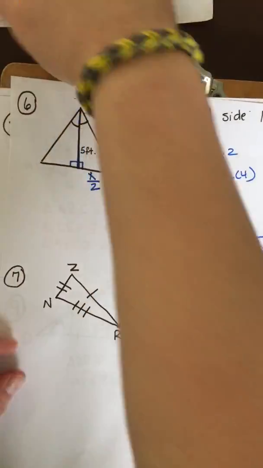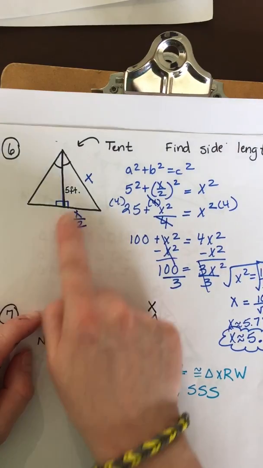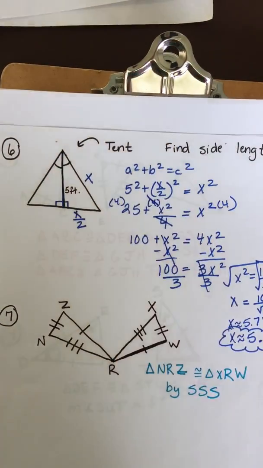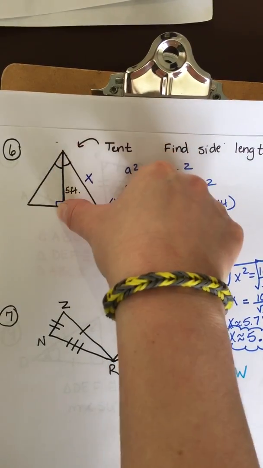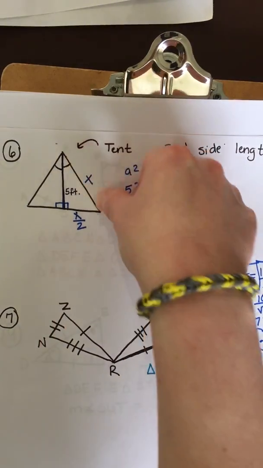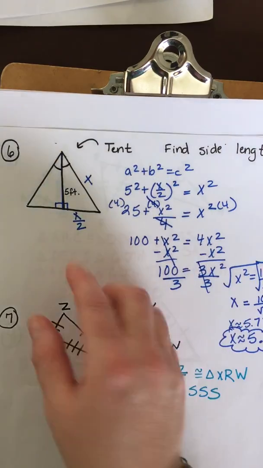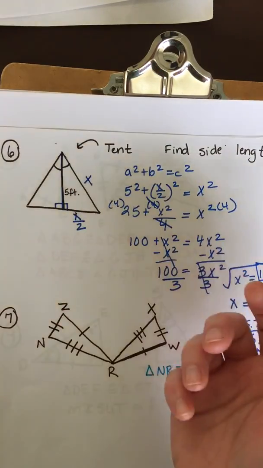All right, for number 6. They had this cute little picture of a tent. They told us that this part right here, which was holding the tent up, was 5 feet. I know that that's a perpendicular bisector also. So they want us to find the length of this leg. I just decided to call it X. And this is an equilateral triangle. They also tell us that.